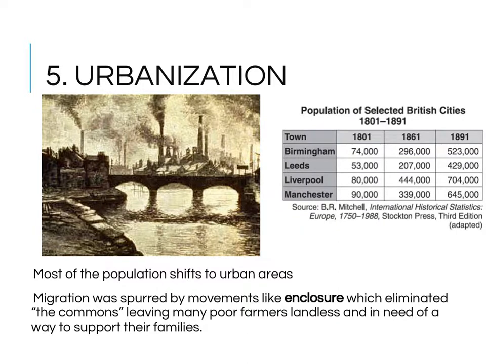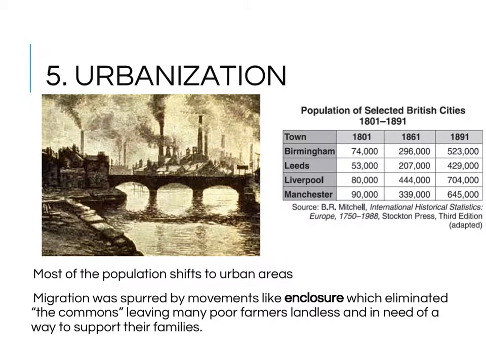And that freeing up of people led directly to urbanization, because as not everyone needed to be a farmer anymore, a lot of people moved towards cities for new opportunities. And so people started to shift towards urban areas. Migration was also spurred by movements like enclosure, which eliminated the commons, leaving many poor farmers landless and in need of a way to support their families.